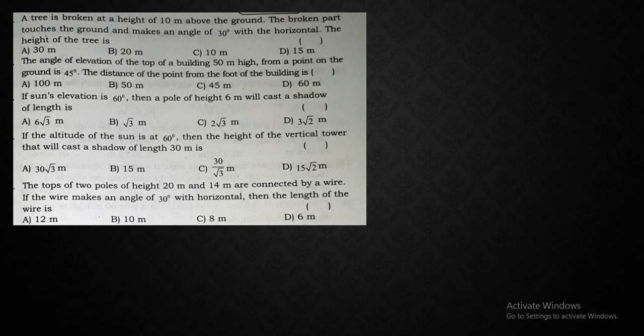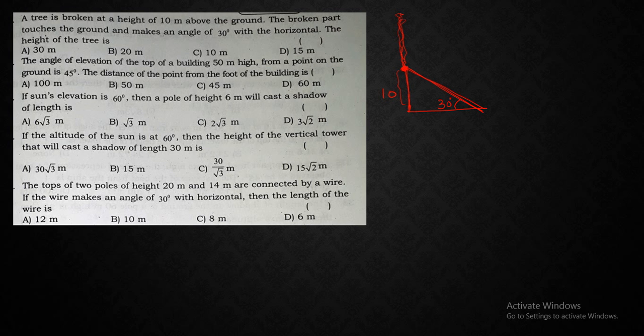A tree is broken at a height of 10 meters above the ground. After 10 meters, the tree is broken and it is touching the ground. So there was a tree, right? This is the tree actually. Due to some storm or something, it has broken at this particular point at a height of 10 meters. And this particular part is hanging here and touching the ground at a distance of something. We don't know the distance. Has he given the distance? He did not give the distance, but he has given that it is making an angle of 30 degrees. Then the height of the tree is.